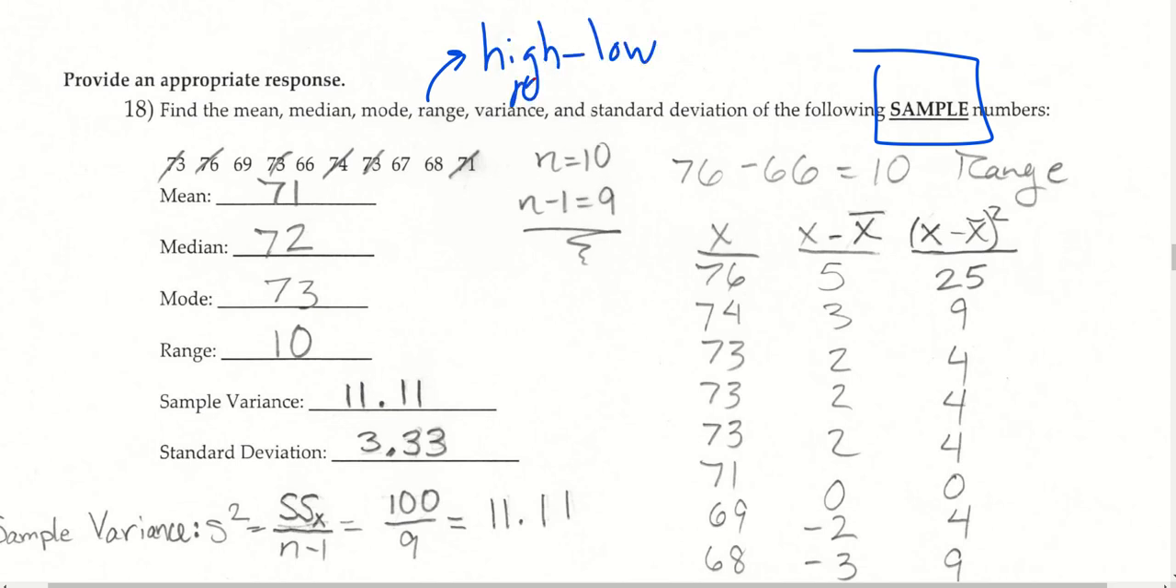Or as we called it previously, it's the maximum value minus the minimum value. If we look through our data set, the largest value in this data set was the 76. The smallest value in the data set was 66. And 76 minus 66 would give us a range of 10.